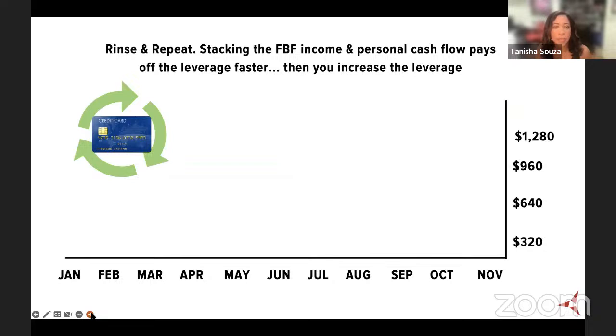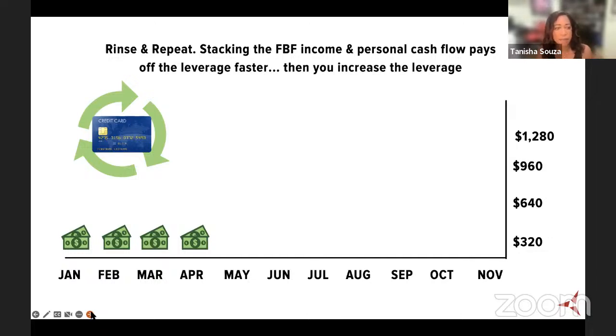Okay. So you rinse and repeat. Stacking the fast burning fuel income and your personal cash flow pays off the leverage faster. And then you increase the leverage. Here's what's great about it. You don't have to think about or figure out, well, how much do I increase? What do I do? When do I do it? Will it actually work? The calculator takes care of all of that for you, so you don't have to figure it out. Okay. So it's great. Done for you, shows you step by step.